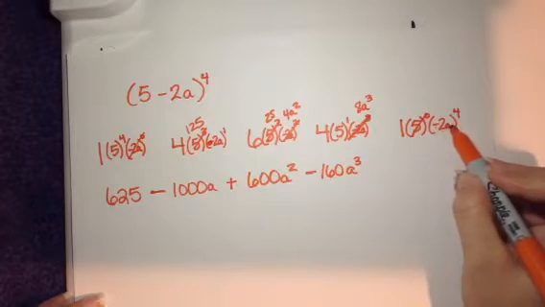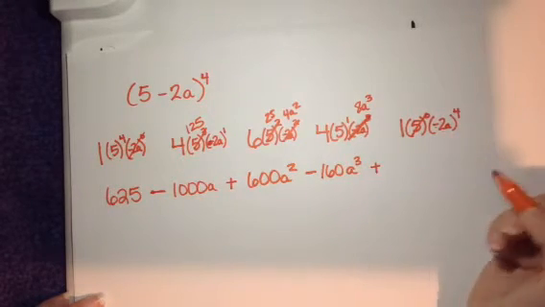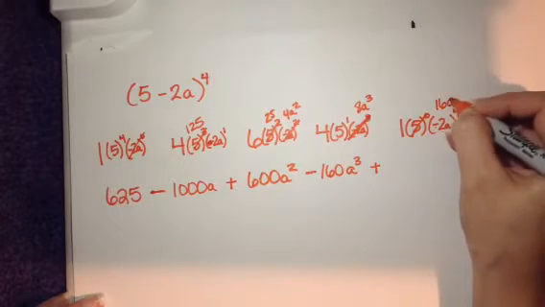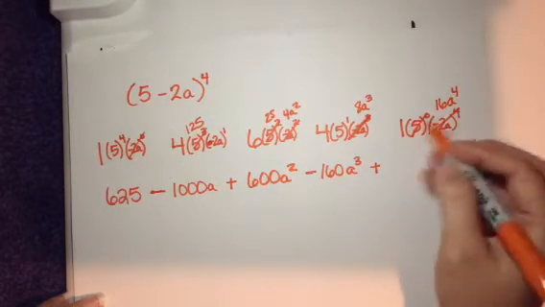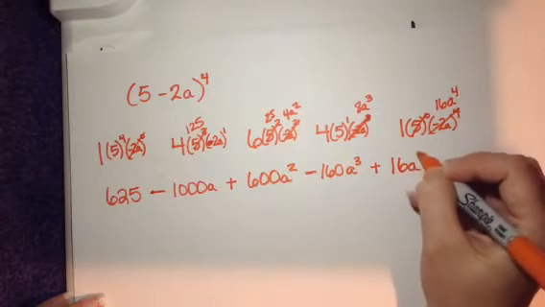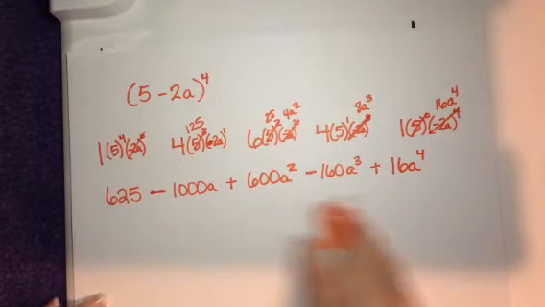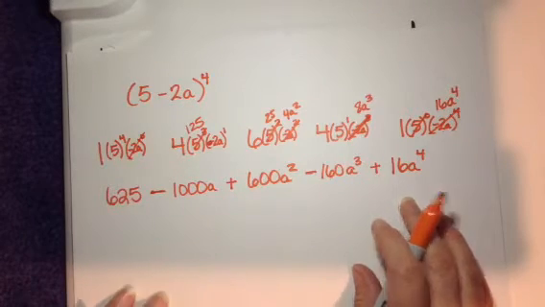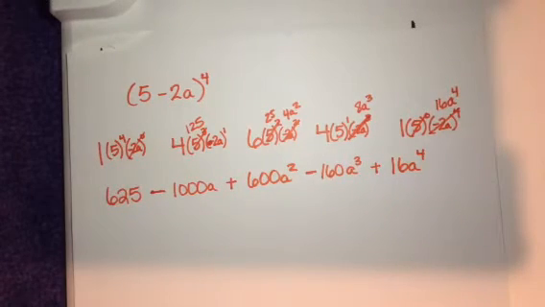Last one, negative 2a to the fourth. That's going to be a positive. So 2 to the fourth power is 16. A to the fourth is a to the fourth. And then times 1, just 16a to the fourth. And then we have our final answer. This would have taken forever to have to do FOIL. But we have our answer here.